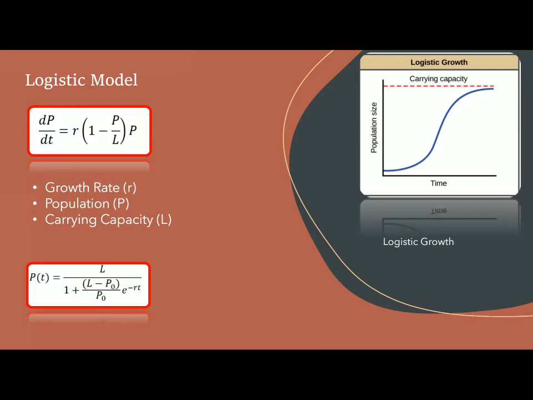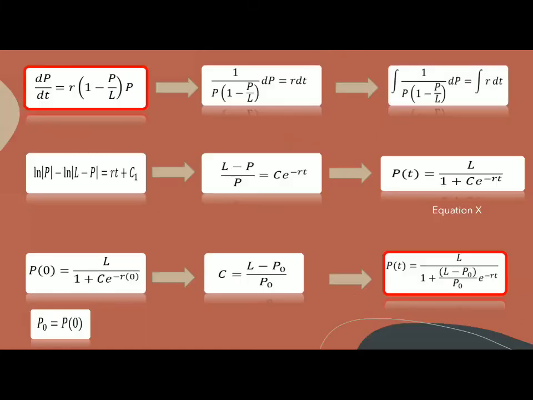Now solving this differential equation, we get the bottom left equation for P of T. Now moving on to the next slide, this initially looks pretty complicated and pretty in-depth, and it is, but it follows the same essential steps that we explored with the first exponential model.